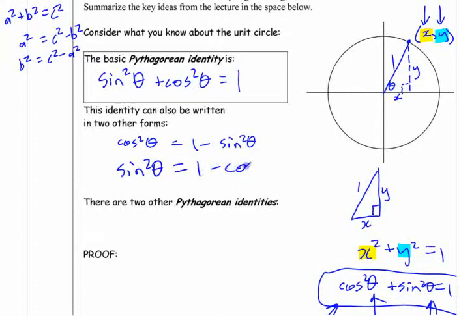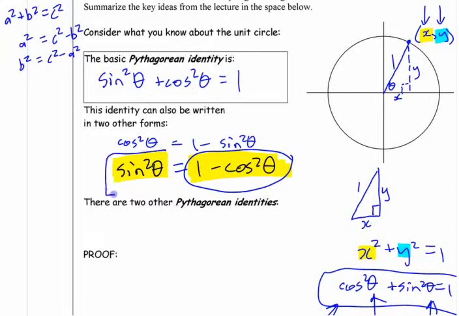1 minus cos squared. What you have to get good at recognizing is, if you see this, you have to recognize, oh, that's equal to this. You can make that change. It allows you to take something that involves two terms here and simplify it quite a bit.